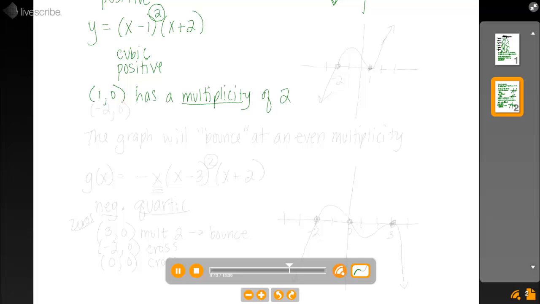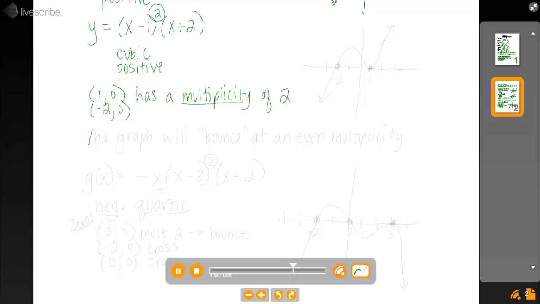A multiplicity is the number of times that factor shows up in the equation. So squared means that it was really x minus 1 times x minus 1, which shows up twice. X plus 2 tells us that another 0 is at negative 2, 0. And we can just say it has a multiplicity of 1. We wouldn't even really say anything about multiplicity.